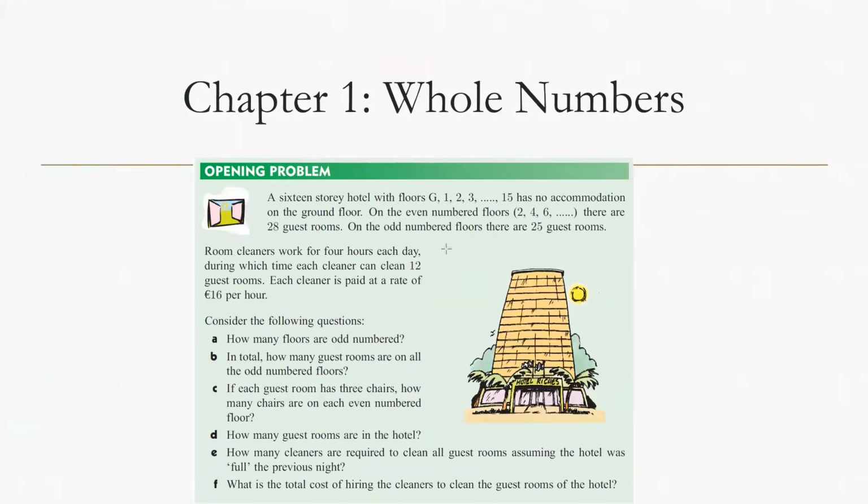So from the question itself, what information do you think is relevant to help us answer how many guest rooms are on all the odd number floors? So look at the question, right? These first 2 paragraphs. What information do they give us here that can help me answer that question? Anybody else have any idea? You can raise your hand if your camera's on, or you can use the raise your hand function.